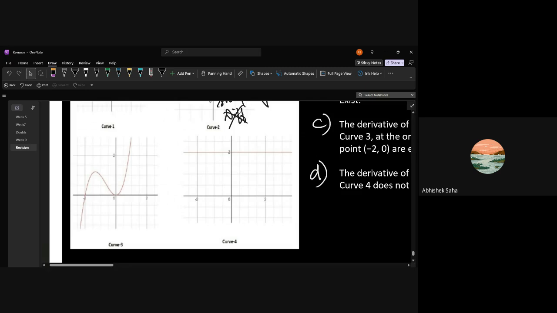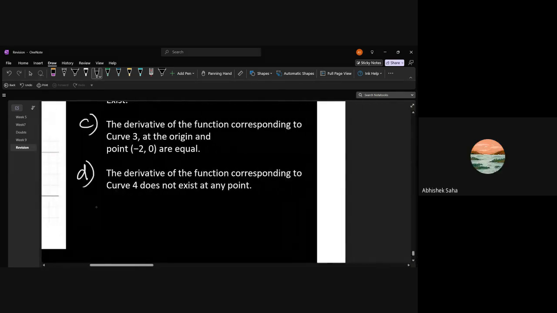So let's take -2 comma 0 here. What is the derivative? Derivative is nothing, just a slope, right? This has slope 0. Here the slope is 0, but here the slope is non-zero, right? The slope is non-zero. Yes, sir. So this statement is incorrect.